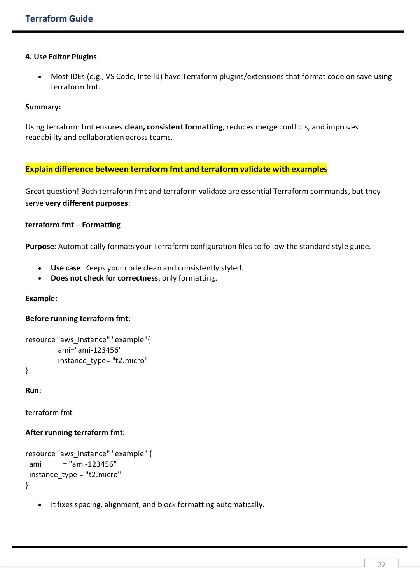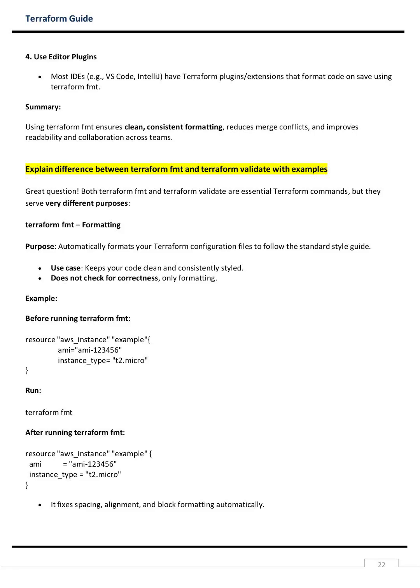Explain the difference between terraform fmt and terraform validate with examples. Great question. Both terraform fmt and terraform validate are essential Terraform commands, but they serve very different purposes. terraform fmt, formatting. Purpose: automatically formats your Terraform configuration files to follow the standard style guide. Use case: keeps your code clean and consistently styled. It does not check for correctness, only formatting.